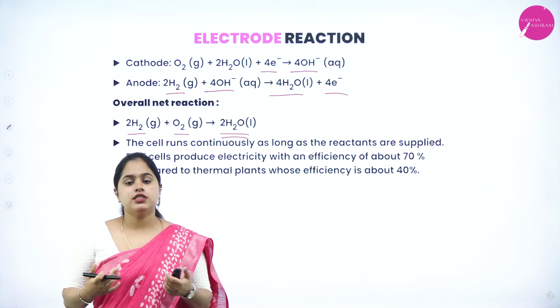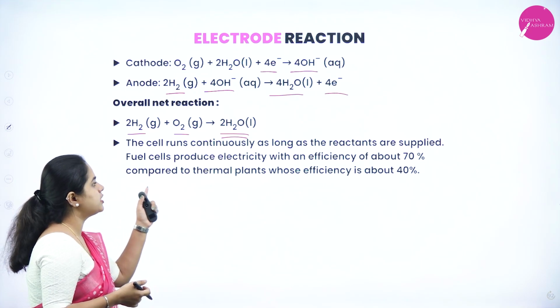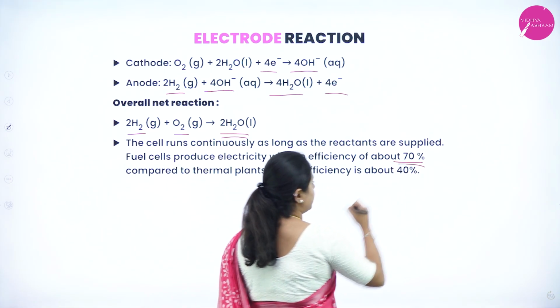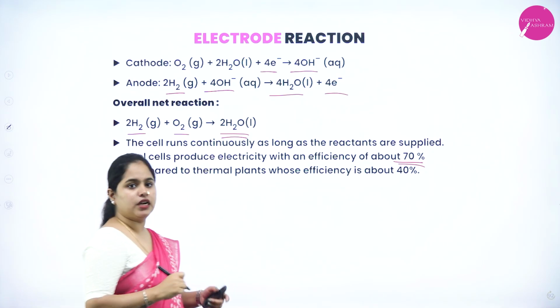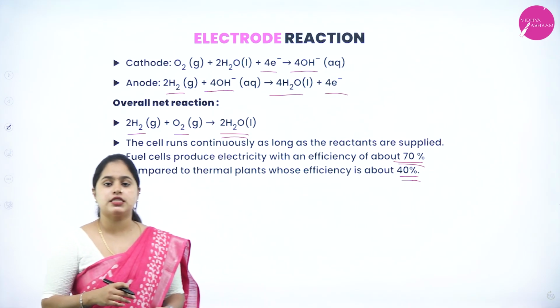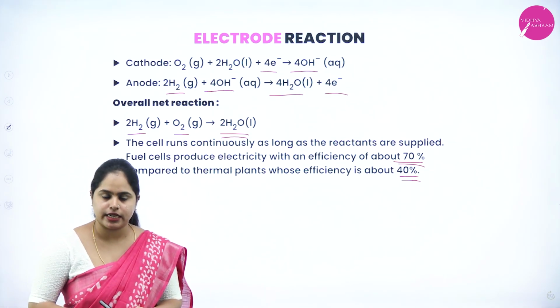These fuel cells are much more efficient than thermal plants. Fuel cells produce electricity with an efficiency of about 70% compared to thermal plants whose efficiency is only about 40%. So these fuel cells are highly efficient as well. I hope the fuel cell is clear for you.